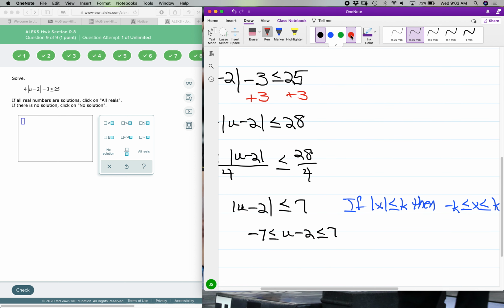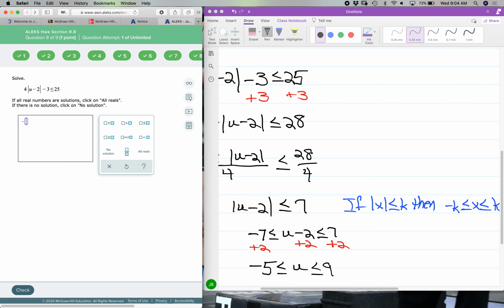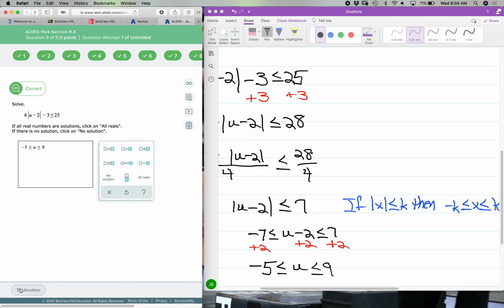Getting the variable u by itself, we add 2 throughout, in the middle and also at the opposite ends of the compound inequality. So we have that negative 5 is less than or equal to u, and that in turn is less than or equal to 9. Carrying over to what we have here, we have negative 5 less than or equal to u, and u in turn is less than or equal to 9. And checking the result, that is correct.